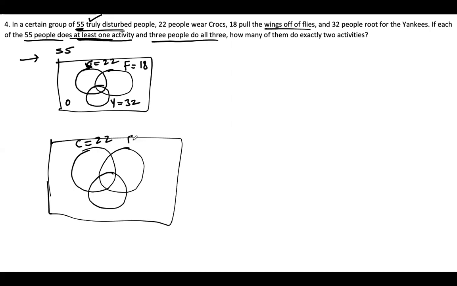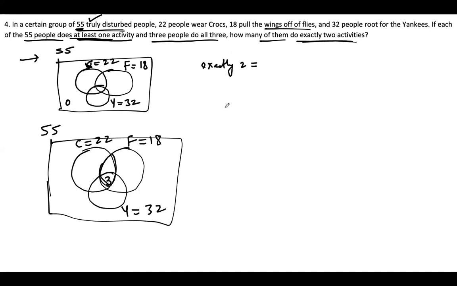C is 22, F is 18, Y is 32, and this value is given to us as 3. So the total is 55. Okay. How many of them do exactly 2 activities? Okay, exactly 2. How will you find exactly 2?